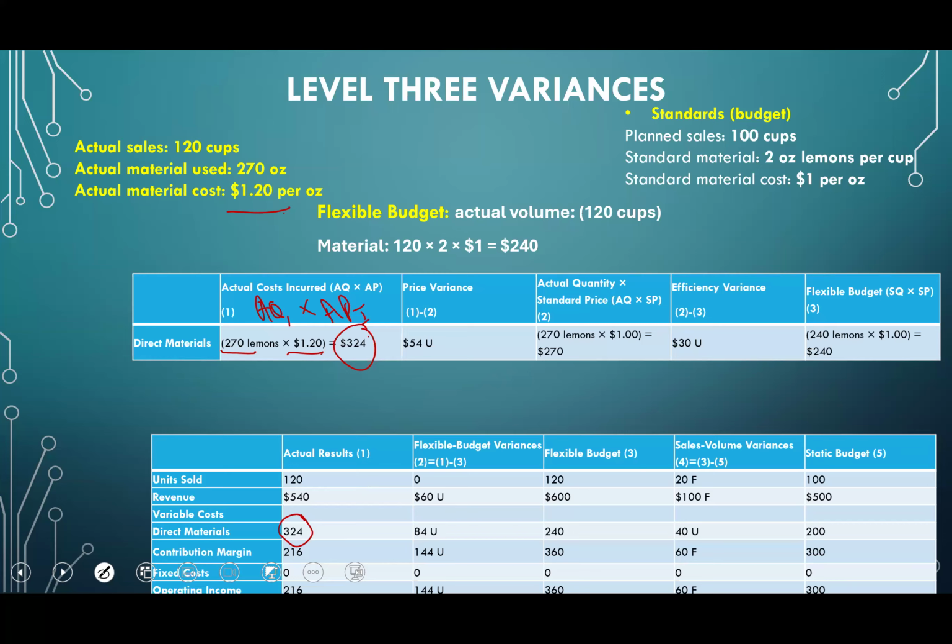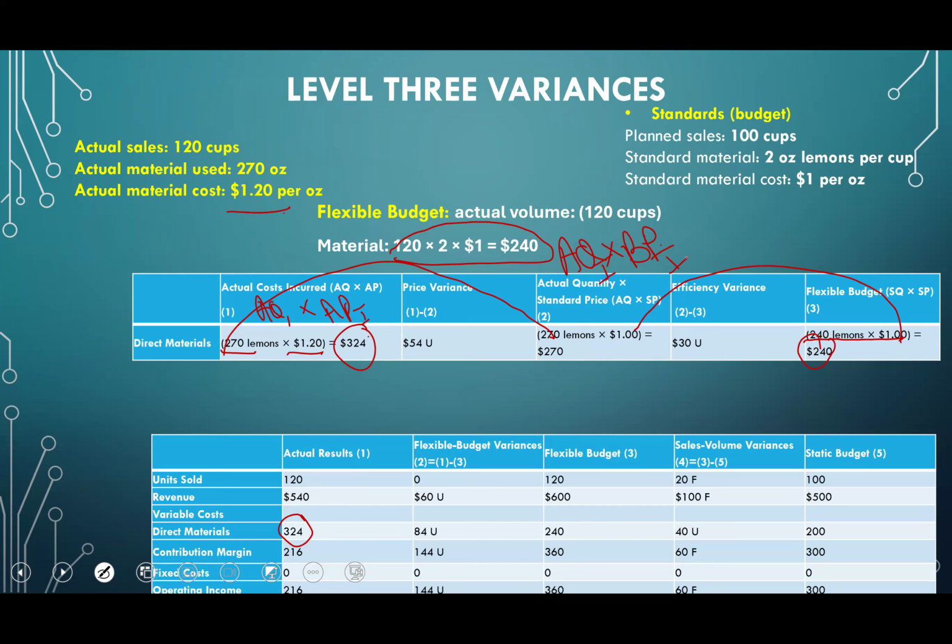You with me? Now we come to the flexible budget, where we have taken this number, which we have gotten by taking this calculation. Now we are taking 270 lemons from here, and we are taking dollar per unit from here, and we are creating a third column in the middle. This column is called actual quantity multiplied by standard or budgeted prices, both of them belonging to inputs, as in lemons, not lemonade.